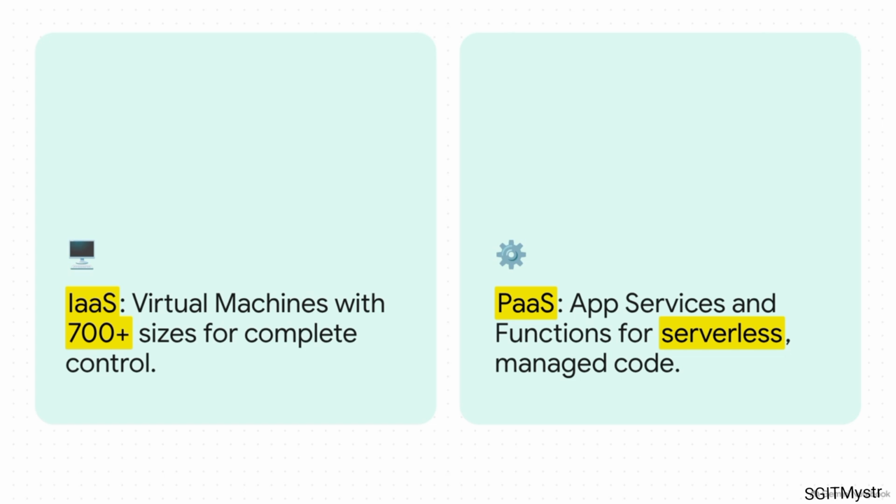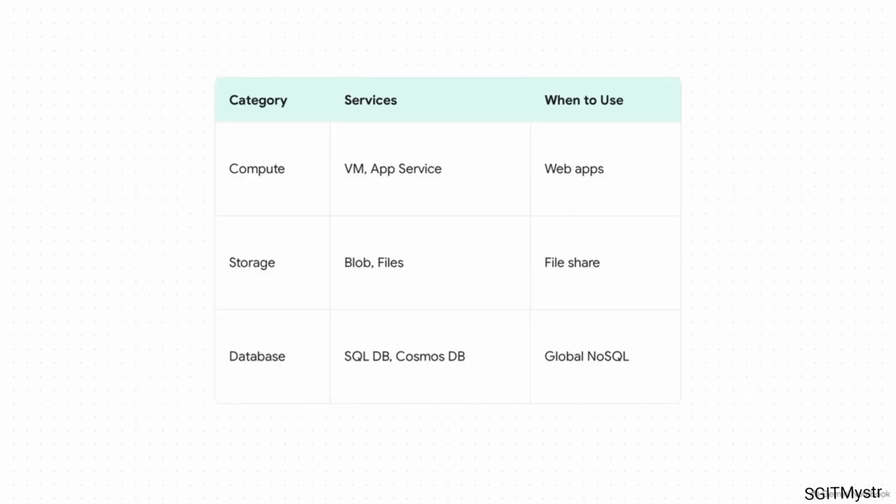On the flip side, PaaS offerings like App Service or Azure Functions, they give you managed efficiency. You literally just bring your code, .NET, Java, Python, whatever, and Azure fully handles the servers, the auto-scaling, and the event-driven executions completely behind the scenes. When you're looking at the major services, you simply have to match the tool to the job.